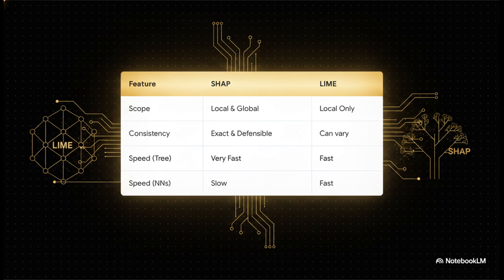If you need a fast local explanation on a massive deep learning model that's serving real-time traffic, Lime is going to be your best bet, because kernel SHAP would just bog everything down. But for your XGBoost or random forest models, TreeShap gives you both the speed you need and that exact global consistency that regulators are going to demand.